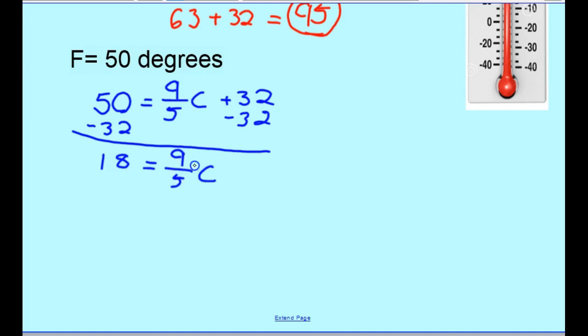So because 9/5 and C are attached to, or are touching each other, we can divide by 9/5. So 18 divided by 9/5 gives us 10. So 10 equals C. So when it's 50 degrees Fahrenheit, it means it's 10 degrees Celsius outside.